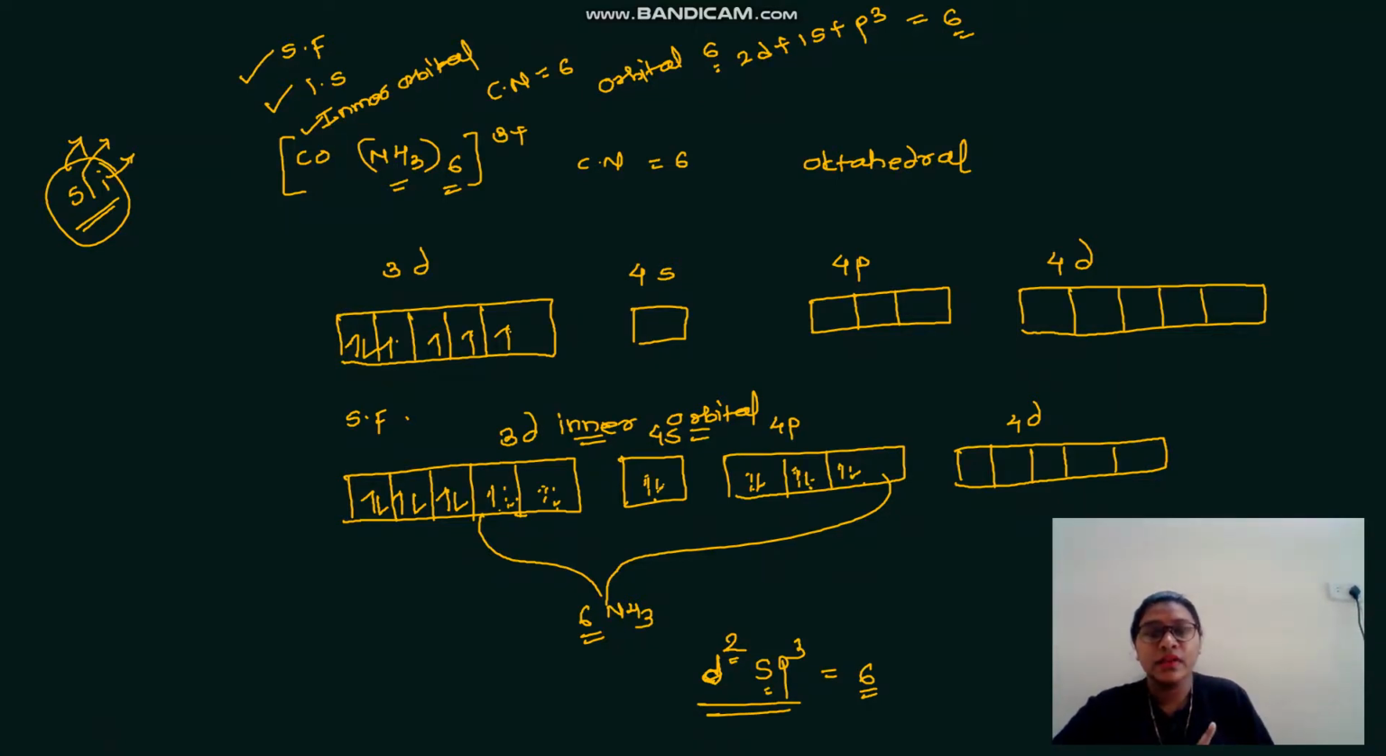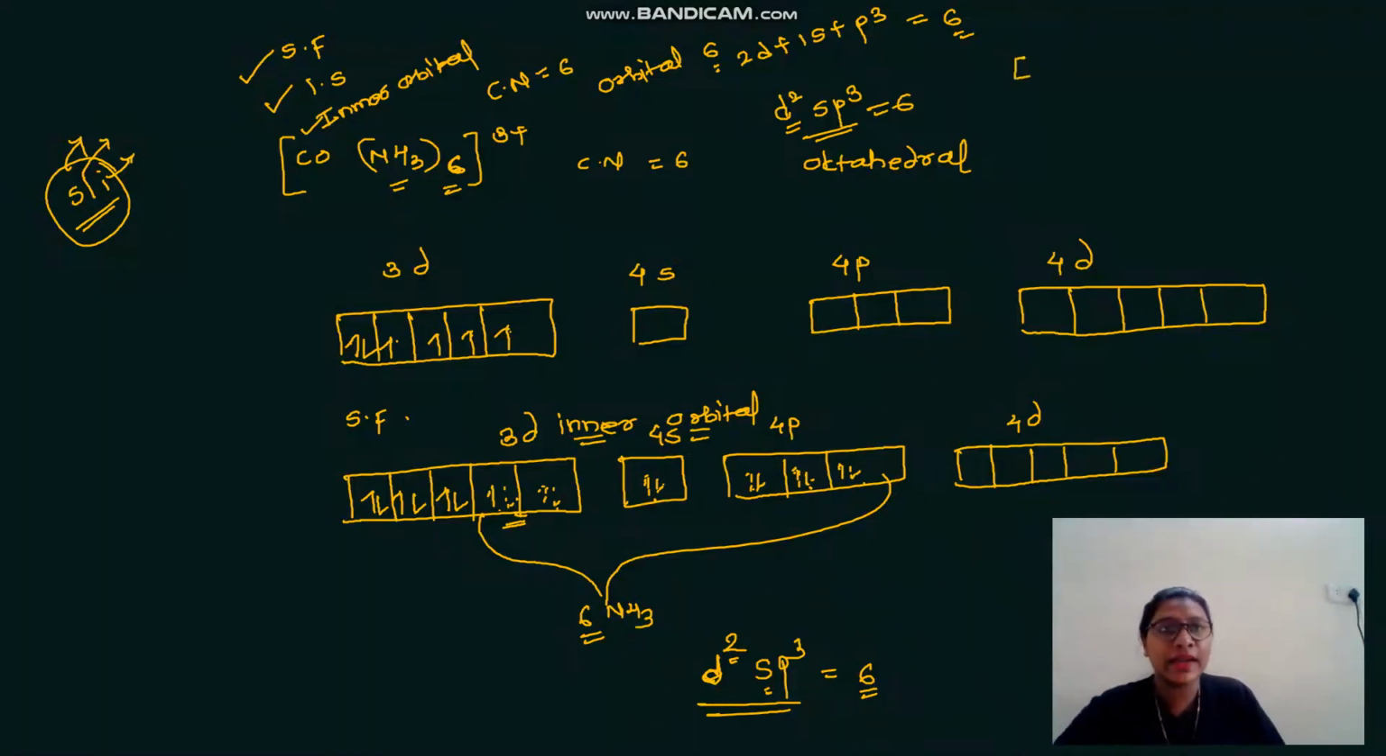Here, the coordination number is 6. Therefore, I write d first. Why d first? Because these are the inner orbitals. These inner orbitals are used. Therefore, d2sp3, and the total is 6 because 6 NH3 donate electrons to the empty orbitals.